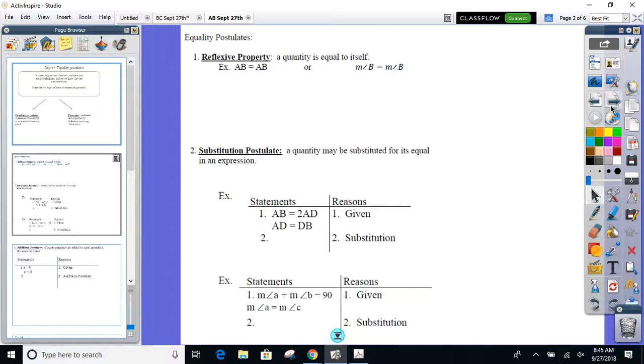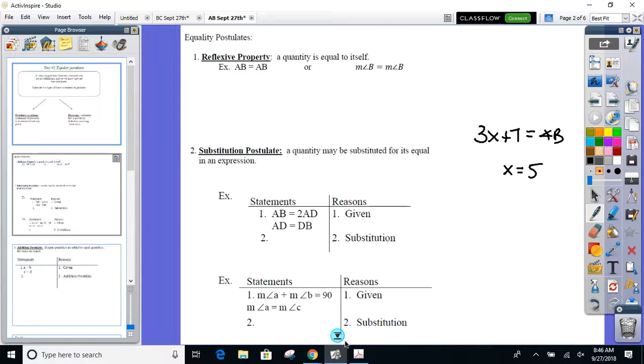Substitution postulate. You guys have actually used this your entire algebraic career. You don't need to write this down. If I have 3x plus 7 equal to angle B, and I tell you x equals 5, what are you going to do with that 5? Everywhere you see an x, you're going to substitute it in. We can do that for angles and segments too, just not variables.